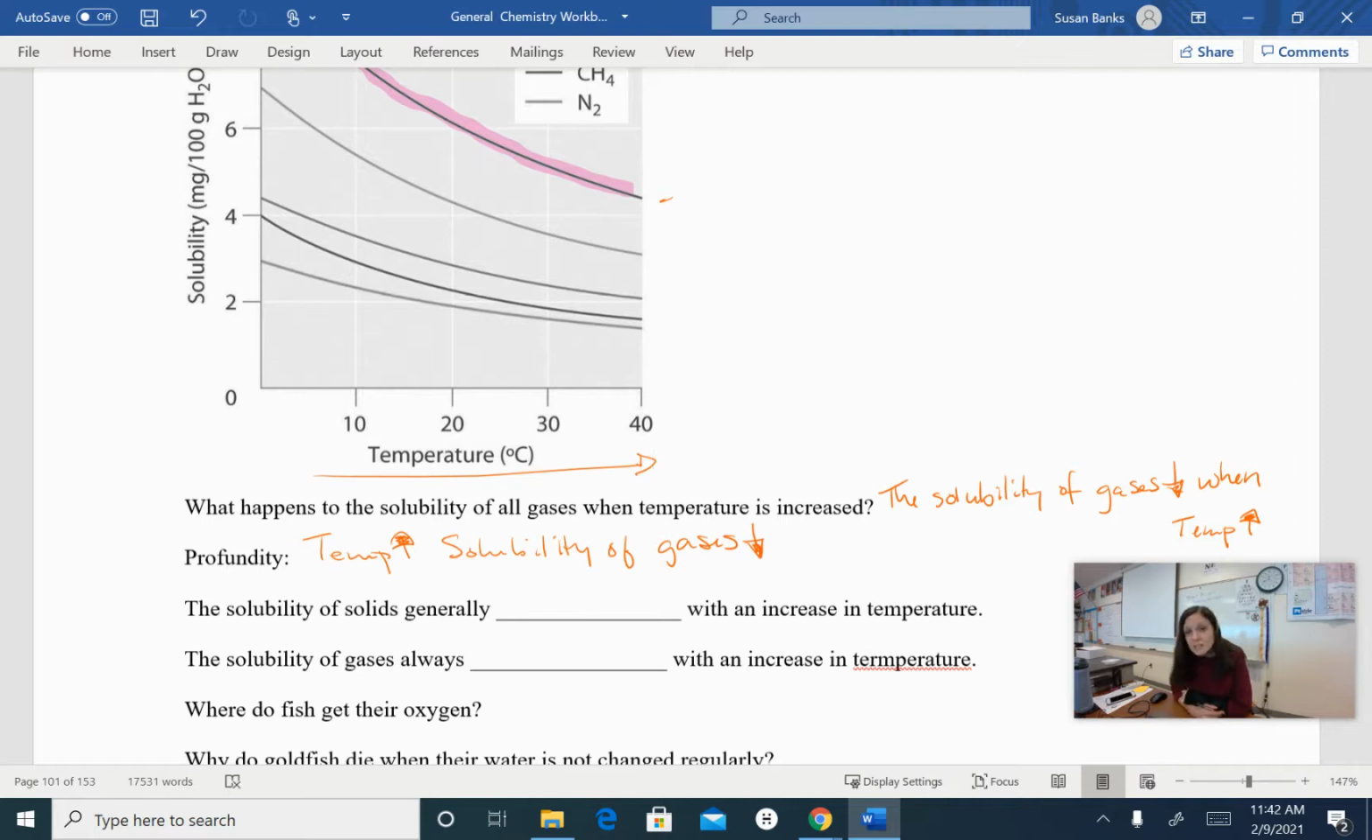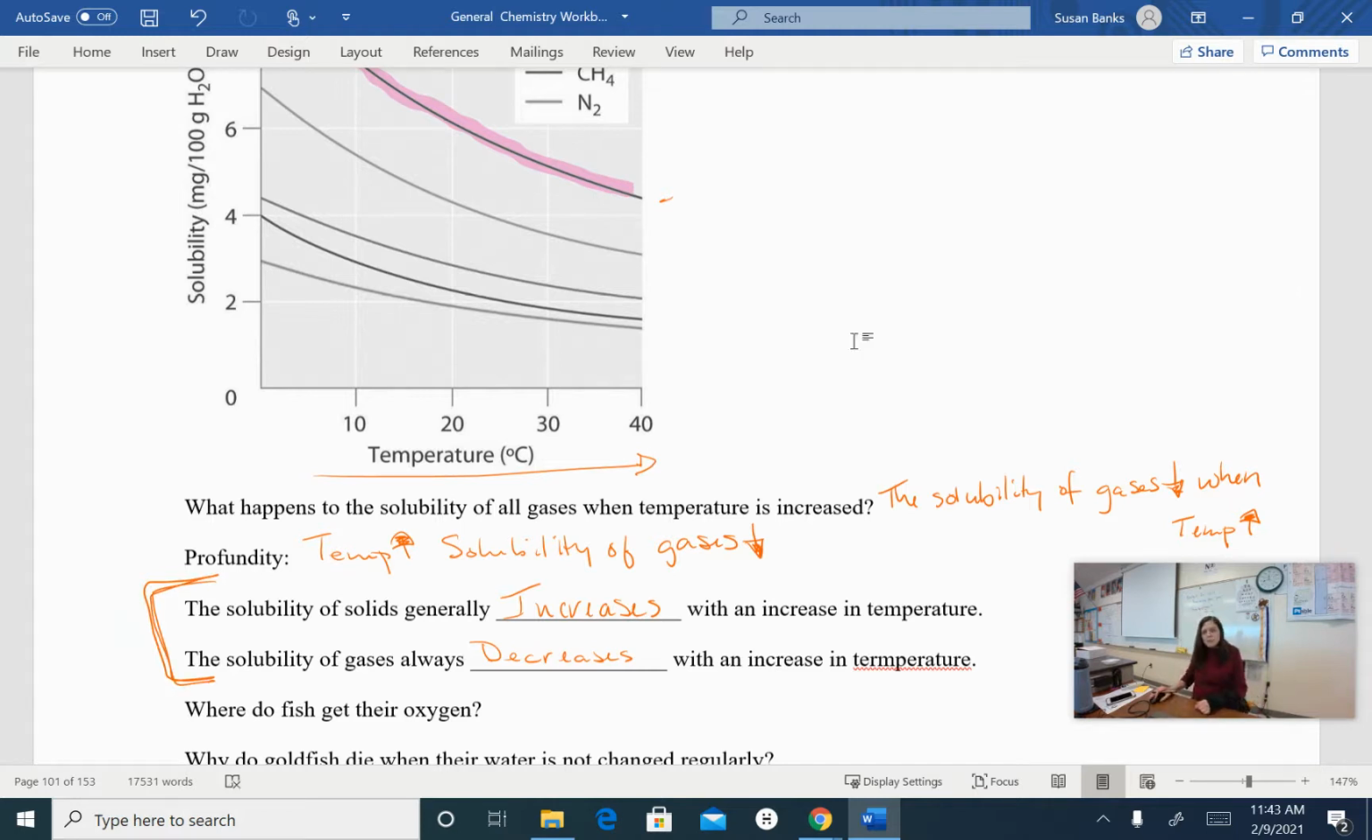So solids are pretty much the opposite of gases when we're trying to dissolve them. So the solubility of solids generally increases with an increase of temperature, but the solubility of gases always decreases with the increase in temperature. So you're going to want to know both of those things very well.